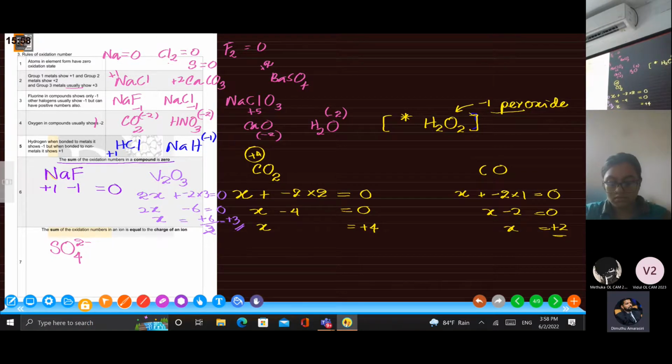Sulfur valency we don't know. X plus oxygen -2 into 4. Now the addition is not equal to 0. It is equal to the charge of the ion. What's the charge of the ion? -2. So now it's equal to -2. Now you can work on X.